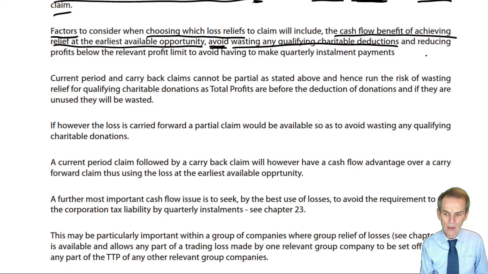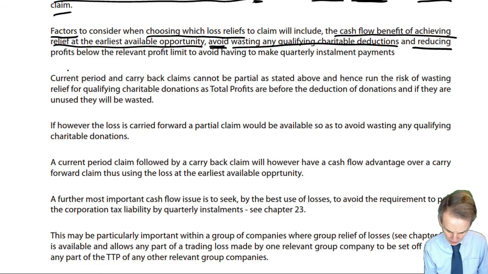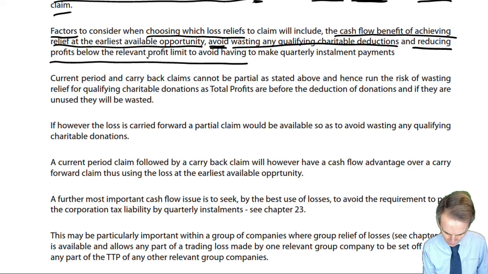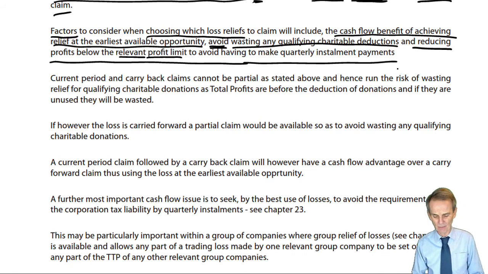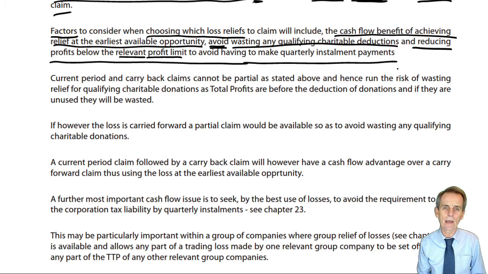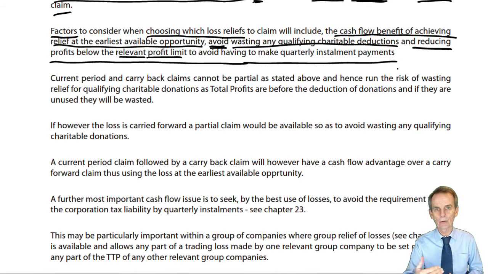But the other objective to get the best use out of these losses that you should be aware of is reducing profits below the relevant profit limit to avoid having to make quarterly instalment payments. If you're estimating you're a large company for the current period and you were a large company in the previous period, then those quarterly instalment payments bring forward hugely the point in time at which you have to pay your tax. Remember, as we've just said, if you're not large, you don't pay the tax for a period until 9 months and 1 day after the end of that period.